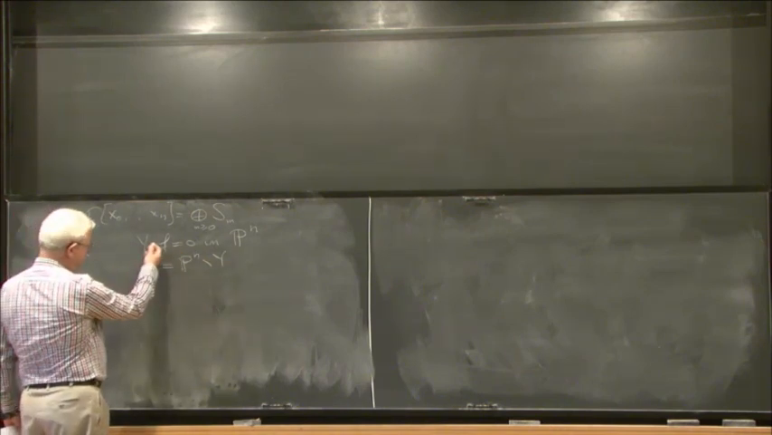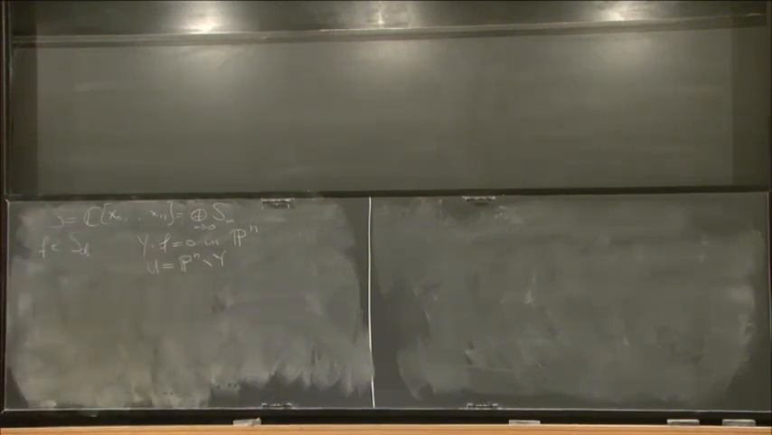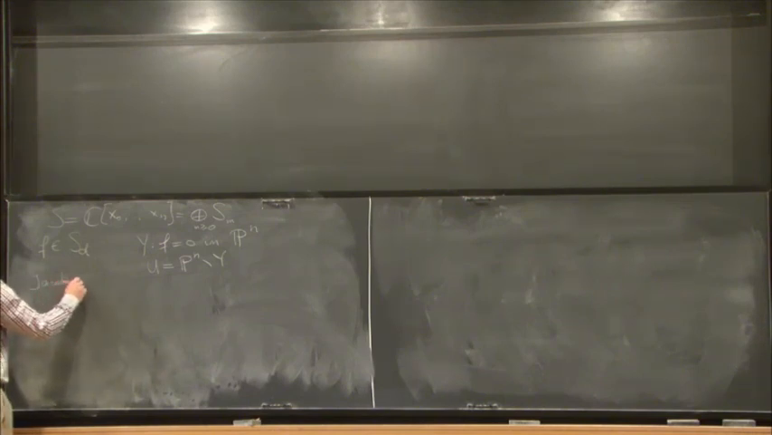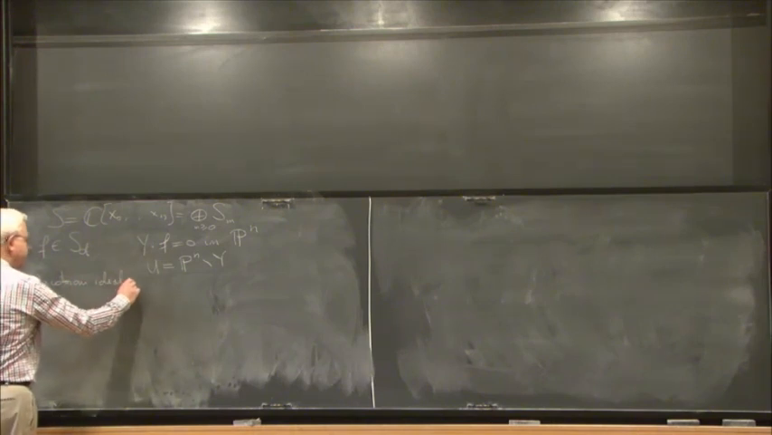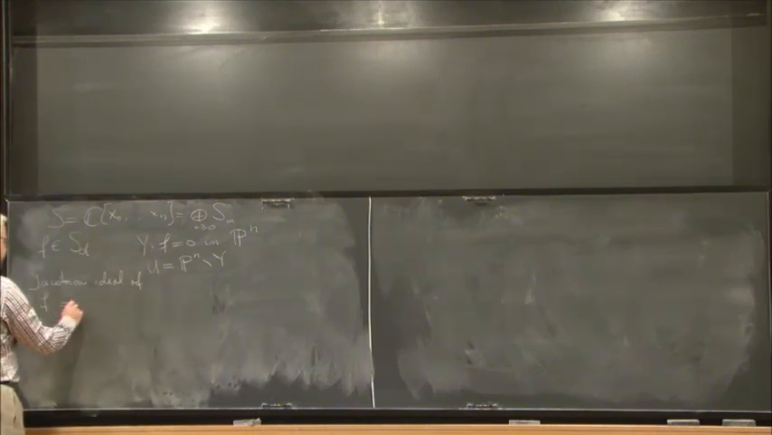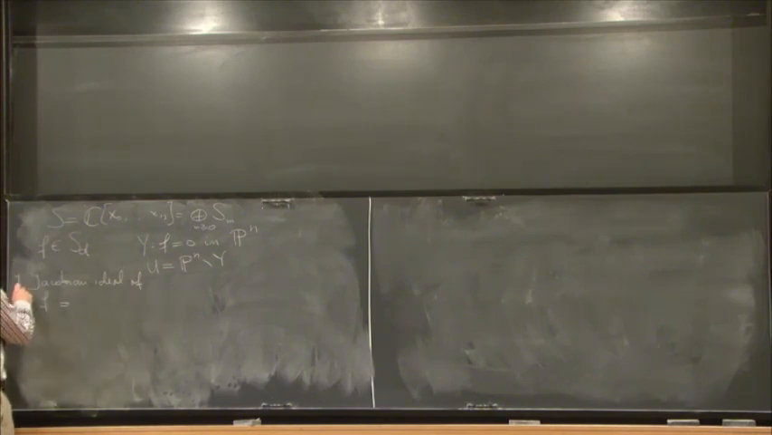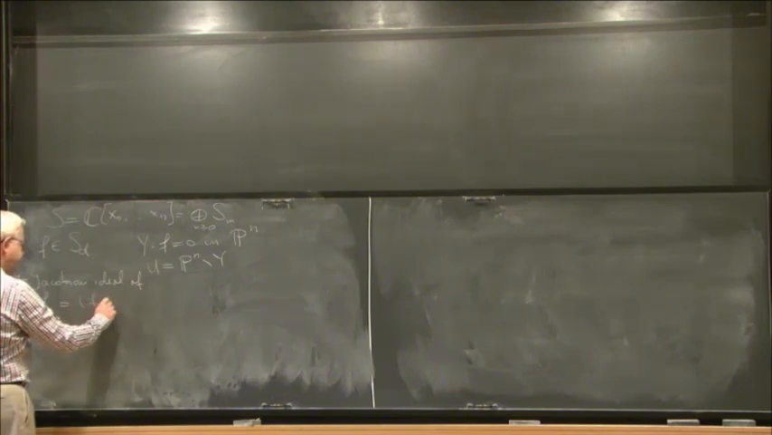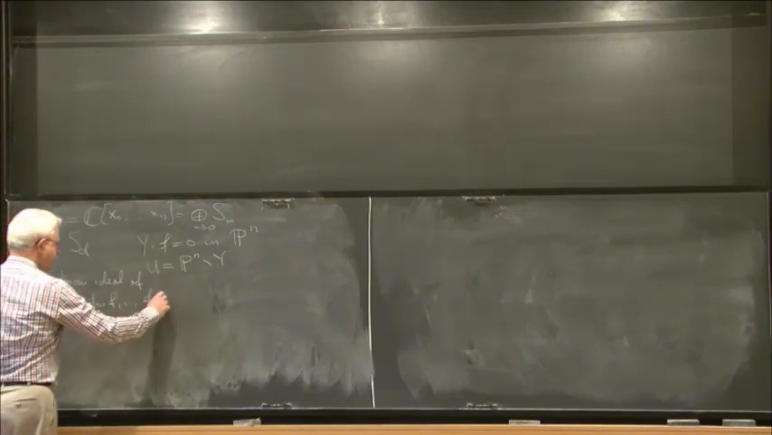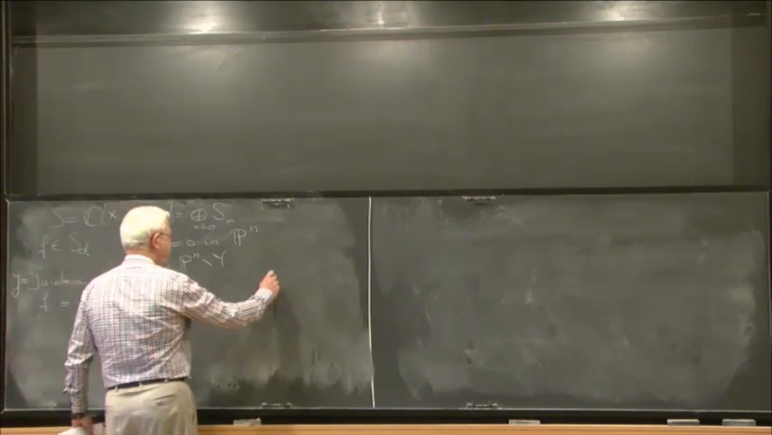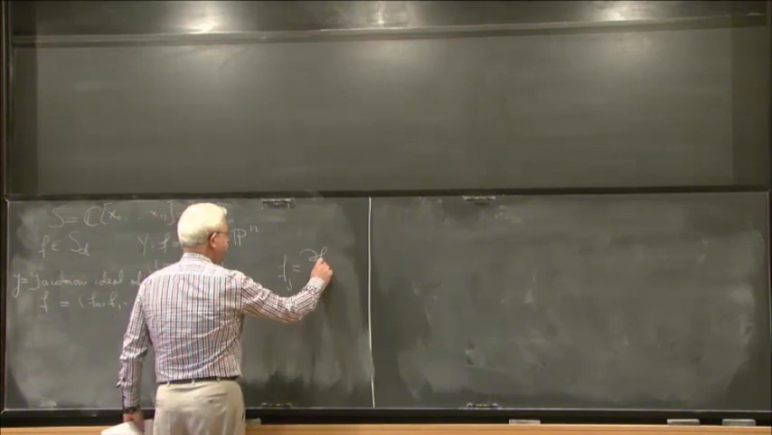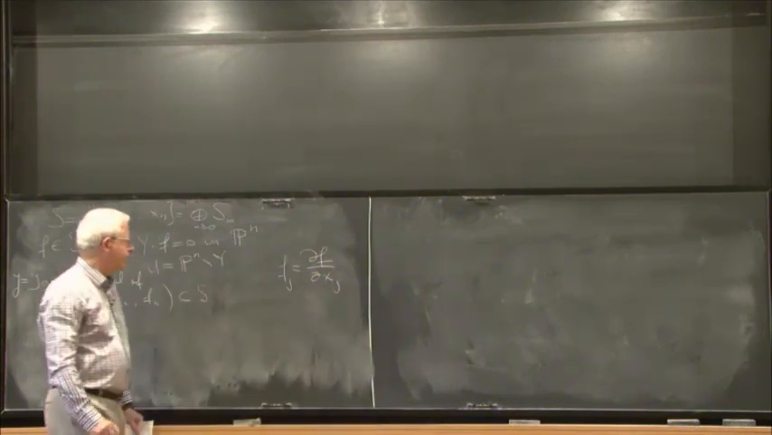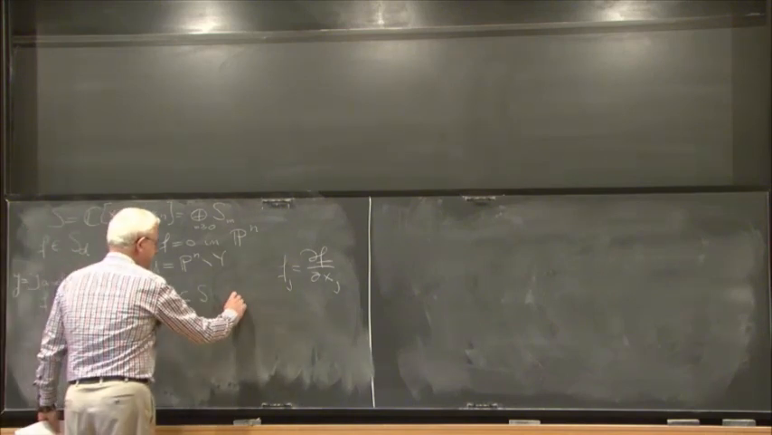And the geometry of this hypersurface is very much related with some algebraic object, which is a Jacobian ideal of F. And this will be denoted by J. And this is just the ideal spanned by the partial derivatives F_j, the partial derivative with respect to x_j, in S, and this is a homogeneous ideal.